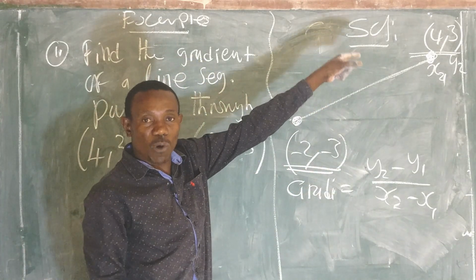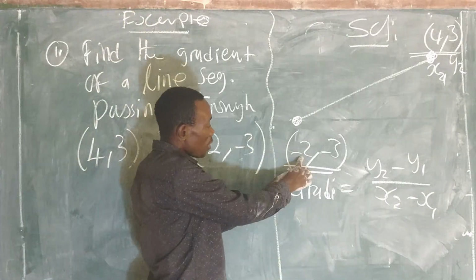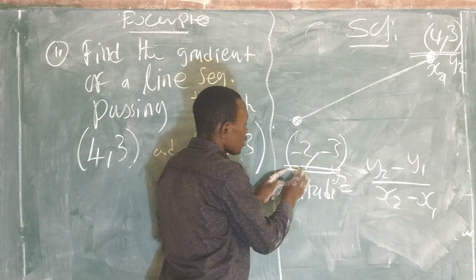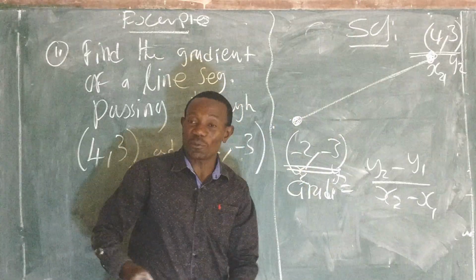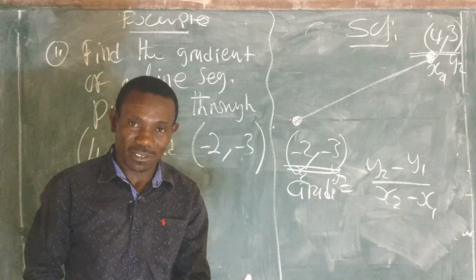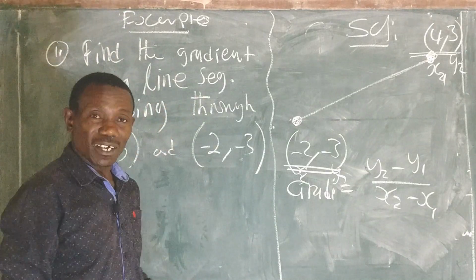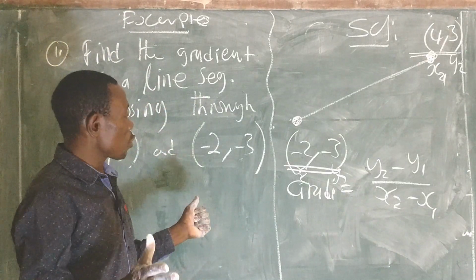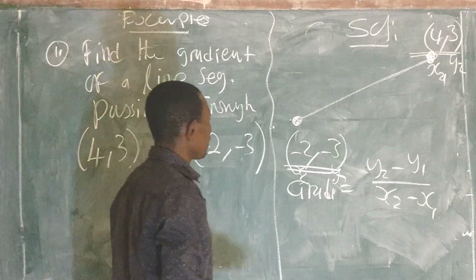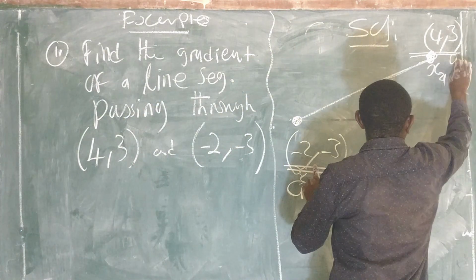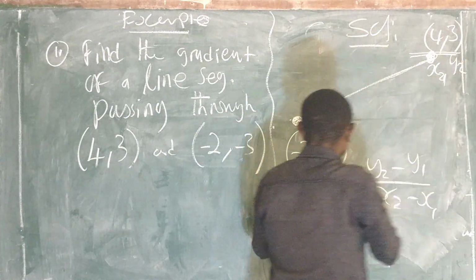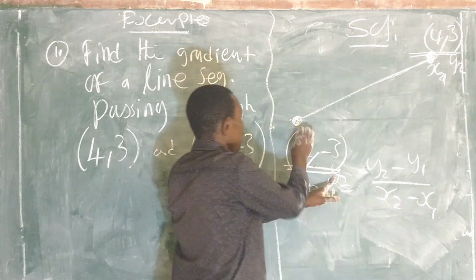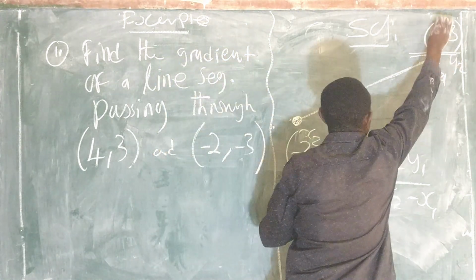Those ones will be 1's. So this one will be y2, this is x2. Any one of those points can be 2's. The other ones can be 1's. So the choice is yours. But don't do it this way, that say if this is y2, and you regard this one as y1, and you come here and say this one is x2, this one is x1.